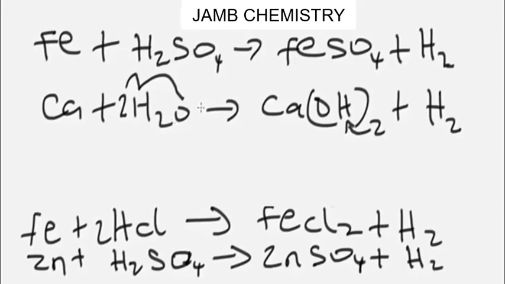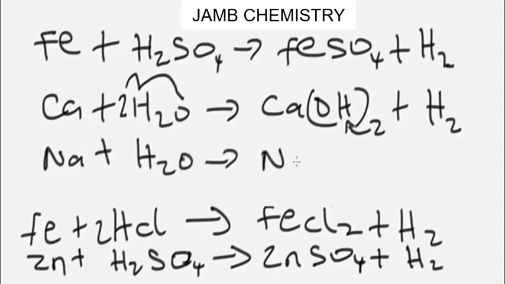Okay, so this is basically what you have to know about the reactivity series of metals with acids and water. Okay, now let's look at one more example under this metal and water. This is sodium reacts with water. So the output will be sodium hydroxide plus hydrogen gas. So sodium is 1, sodium is 1. Hydrogen, we have it to be 3 at the right. Hydrogen is 2 at the left.